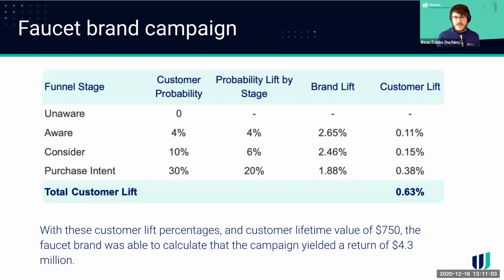We can do similar calculations for each stage of the funnel and roll up these customer lifts to get the total customer lift generated by the brand. We can also estimate the number of additional customers created by multiplying this 0.63% lift in customers by the total number of consumers exposed to the campaign, or the reach of the campaign. If we want ROI, we then multiply the additional customers by the lifetime value of a customer, and you can get a return for the campaign. In this case, the return of the campaign was estimated at $4.3 million.